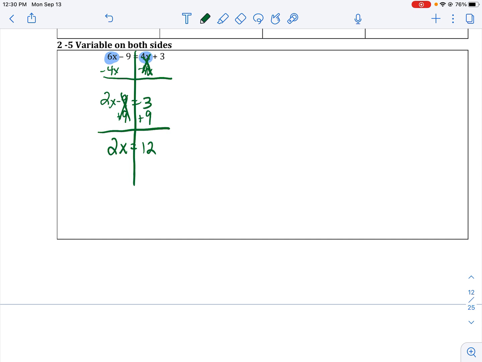Now I need to get rid of the coefficients. That's 2 times x. To undo multiplication, we have to divide, and our solution is x equals 6.